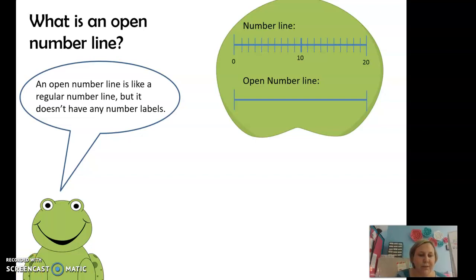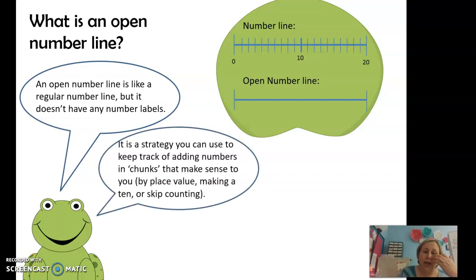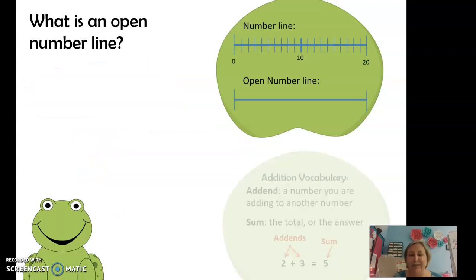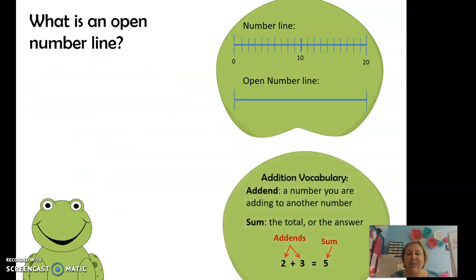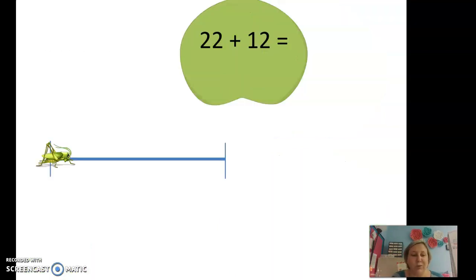So, it's a strategy that we can use to keep track of adding numbers in chunks that make sense to you. You might do it by place value or making a 10 or skip counting. Before we get started, I'm going to review some terms. The words add-ins are the two numbers that we added together, and the sum is the answer for the total.